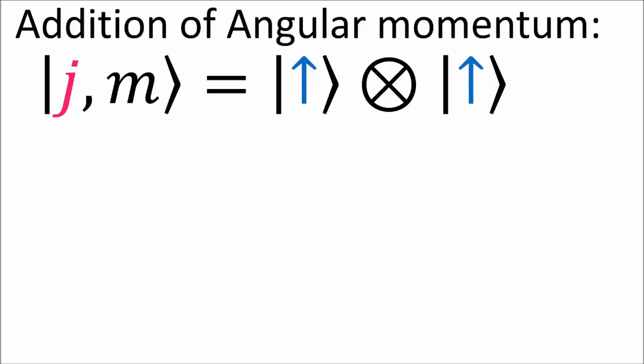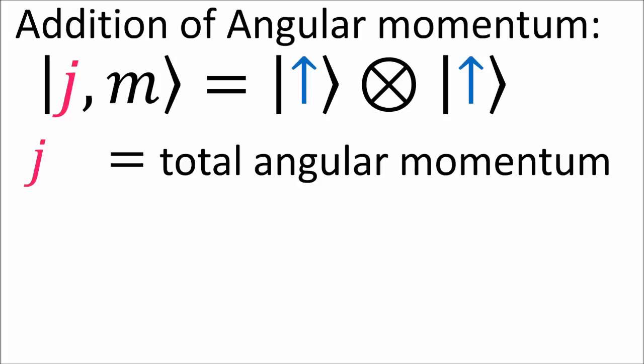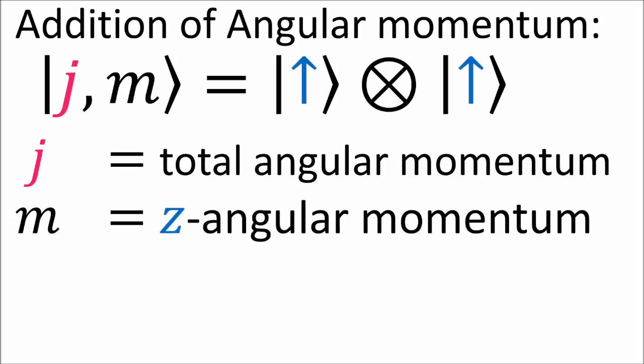This procedure of taking the tensor product of 2 representations is what physicists call addition of angular momentum for 2 particles. The j value gives the total angular momentum for a system of particles, and the eigenvalue m indicates the component of angular momentum along the z-axis.